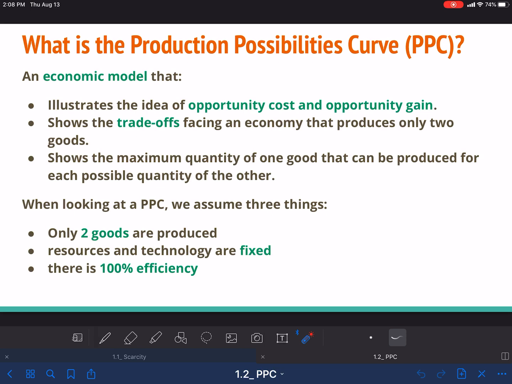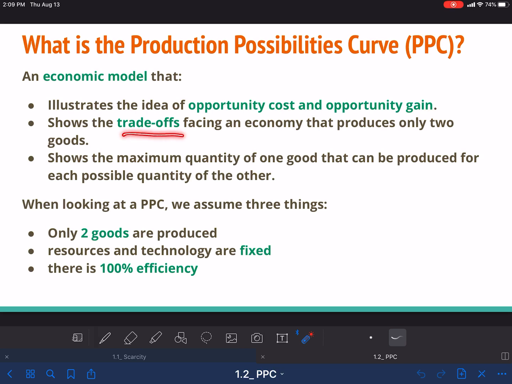Opportunity cost is what we give up in a decision. So remember, every choice has an opportunity cost. It's what we give up. It's what we lose from that decision. And then the opportunity gain, this is what we benefit from a decision. So this is what's added to us because of a decision that we make. So our production possibilities curve is going to show us the costs and the gains of changing production.